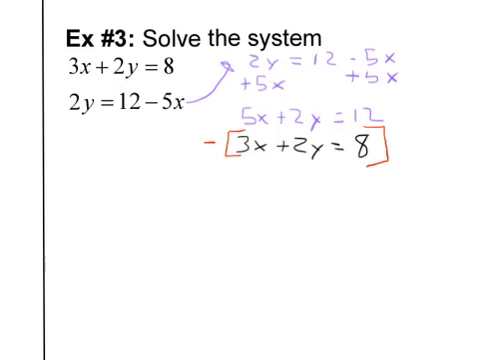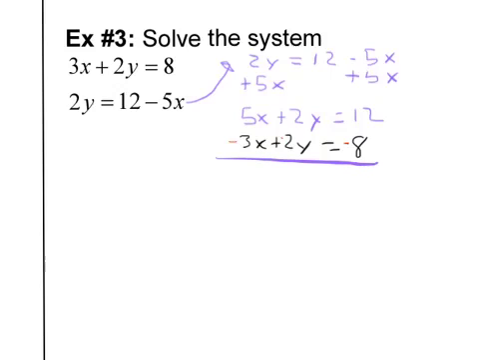And now if I was to put that -1 and distribute it all the way through, here's what would happen. This would end up being -3x, -2y, and -8. So it's like we multiplied everything by -1. Okay. Well, if that's what I did, and then I added these together, I'd get 5x minus 3x, which is 2x. And I'd get 2y minus 2y, which is just 0. And then I get 12 minus 8, which is 4. So 2x equals 4. Divide both sides by 2, and I get x equals 2.